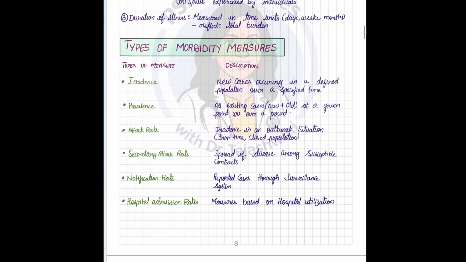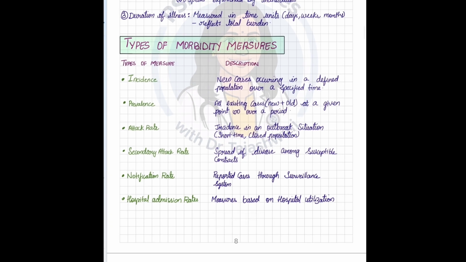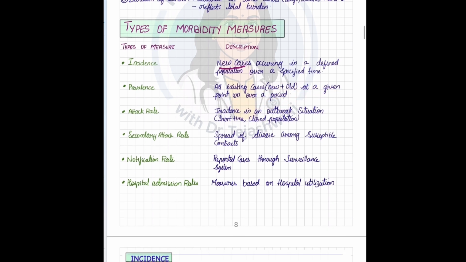Types of morbidity measures. Now let's look at the most commonly used morbidity indicators in public health. 1. Incidence. Incidence tells us how many new cases of a disease occurred in a defined population over a specified time period. This is useful for tracking outbreaks and measuring the risk of developing disease. 2. Prevalence. On the other hand, prevalence tells us the total number of cases, both new and existing, at a given point or over a period. This helps us understand the burden of disease in a population at any time.